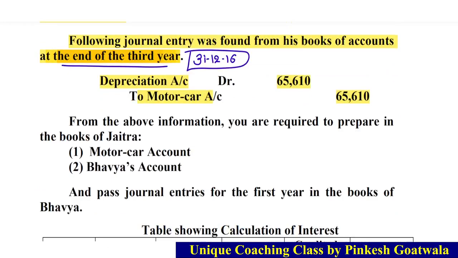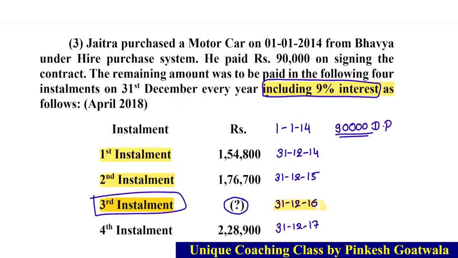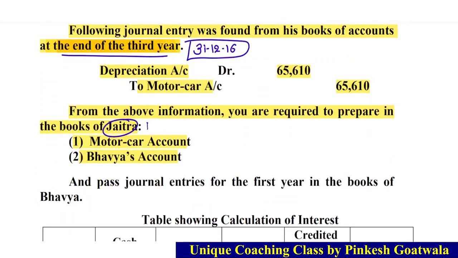And what we have to prepare? From the above information you are required to prepare, in the books of Jaitra, motor car account and Bhavya account. Okay, here who is the Jaitra? Look at here question. Jaitra purchase એટલે Jaitra કોણ છે? Buyer છે. So buyer ના books માં કયો account પૂછેલું છે? Motor car and Bhavya. Bhavya will be seller. I told in a previous video almost they asked in the buyer which account? Asset account and seller account. So that was asked here. And pass journal entries for the first year in the books of Bhavya. Okay, એટલે seller ના books માં journal entry પૂછેલી છે.